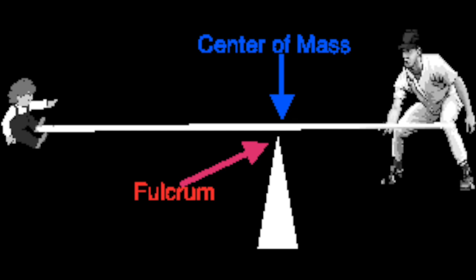Center of mass is clearly displayed on a seesaw. In order to get the seesaw to balance, the heavier person must move closer to the fulcrum. This is seen in the example where the baseball player is sitting closer to the fulcrum than the small child.